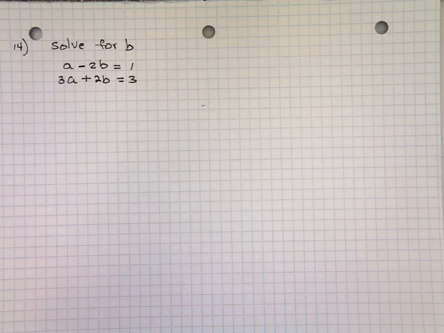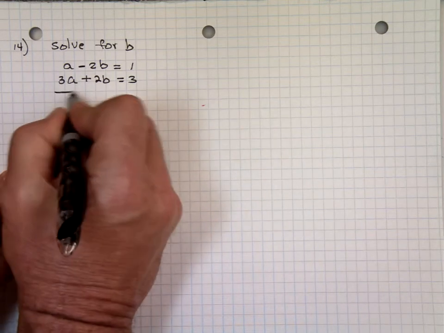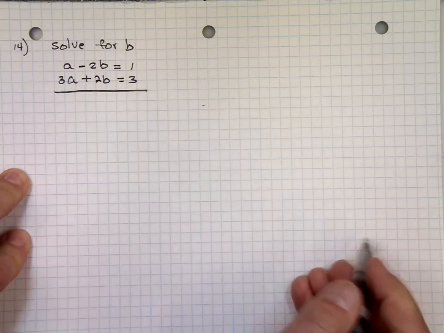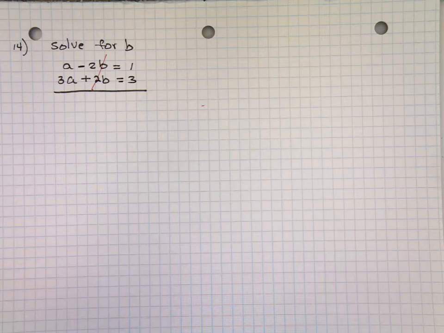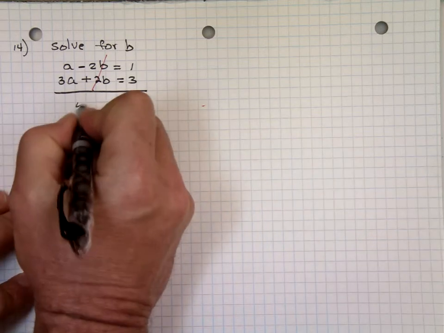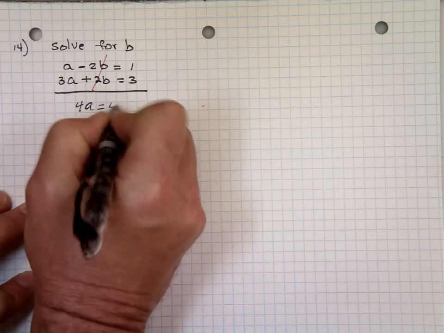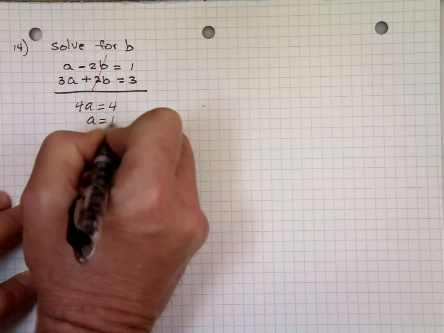Go ahead. Use the elimination method. If you add them, what will happen? The b's will cancel. Yep. What do you have? a and 3a, which is what? 4a equals 4. What is a equal to? 1. If you know a, can you find b? Yes.